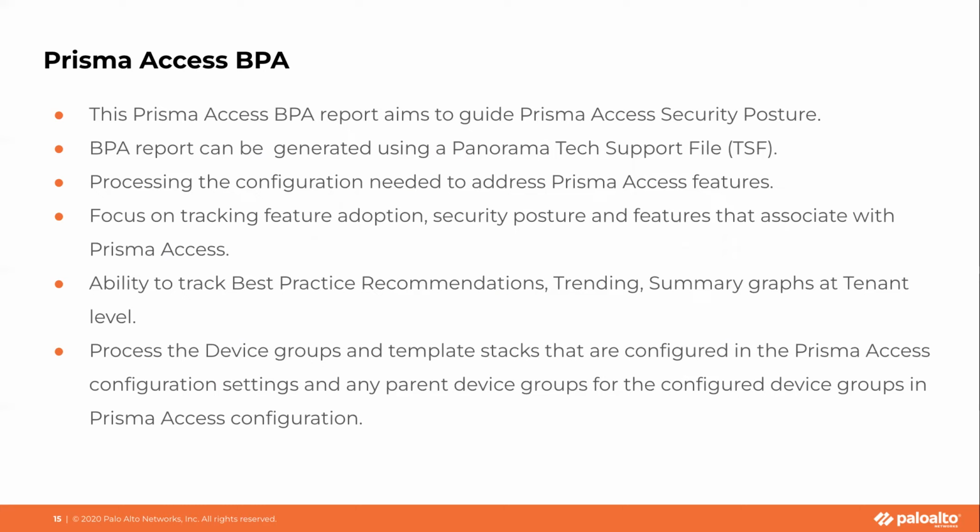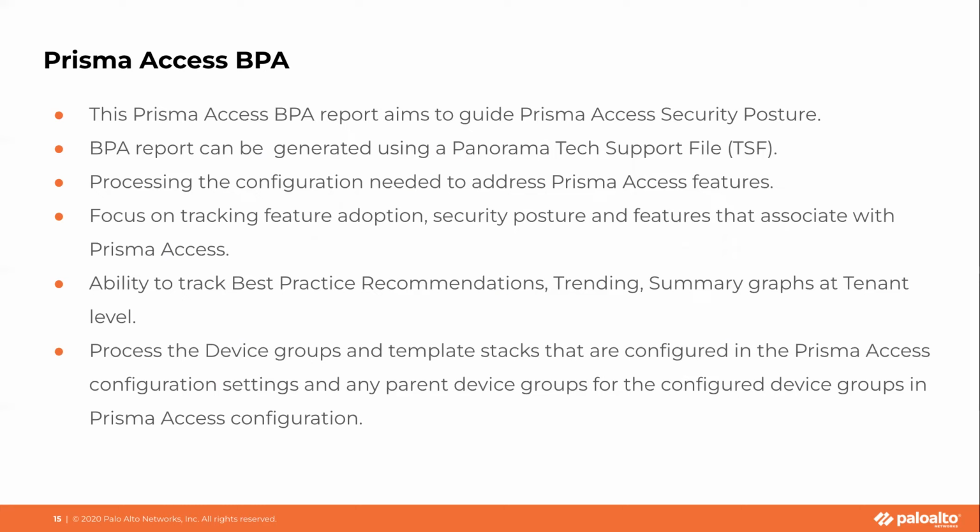Now, how can you generate and download the BPA report? As mentioned, you need Panorama's tech support file. The first step is to generate Panorama's tech support file. Log in to your Panorama, go to the Device tab, Support, and Tech Support File, and generate the tech support file. Save your tech support file, and then you can drop the tech support file in this dialog box here.